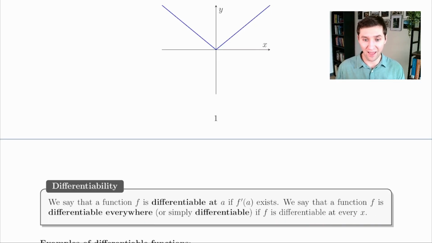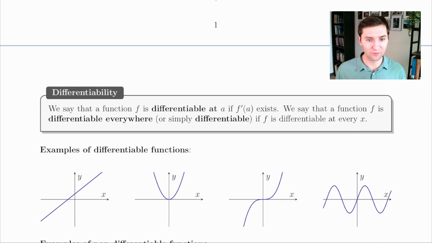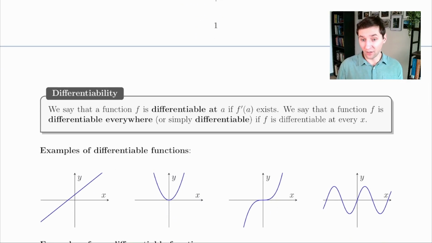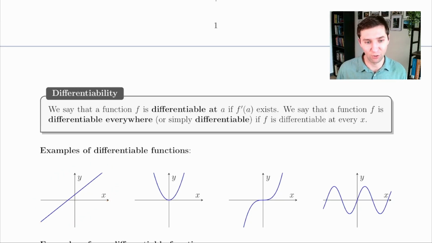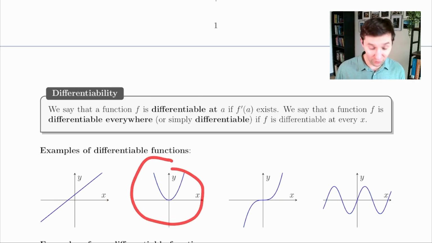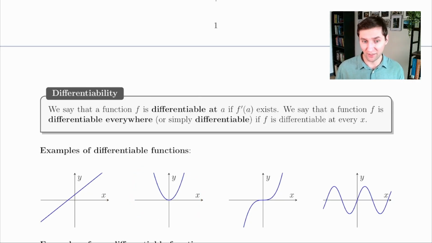If a function has an input where the derivative doesn't exist, we will say that the function is not differentiable there. Let me give you some examples of functions which are differentiable everywhere. The first one is a straight line, so we know that its derivative is the slope of that line. The slope exists everywhere.